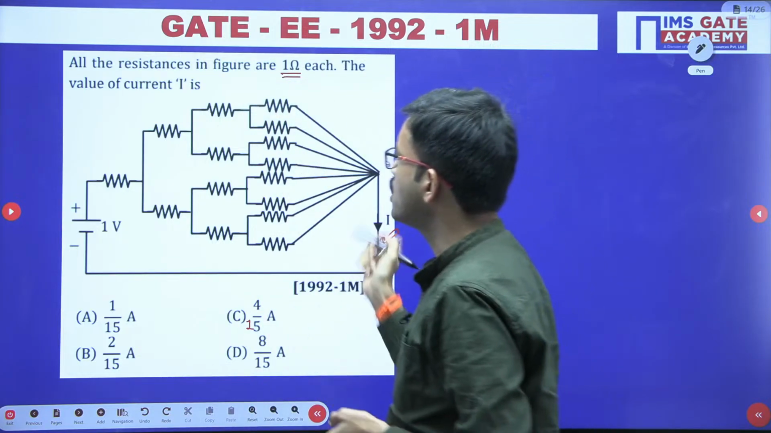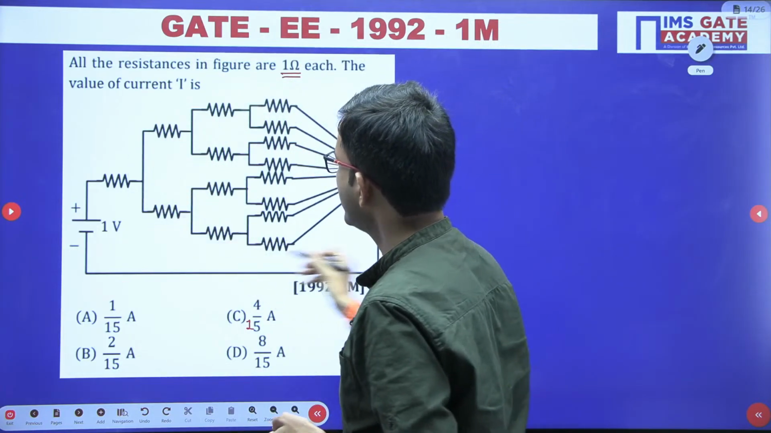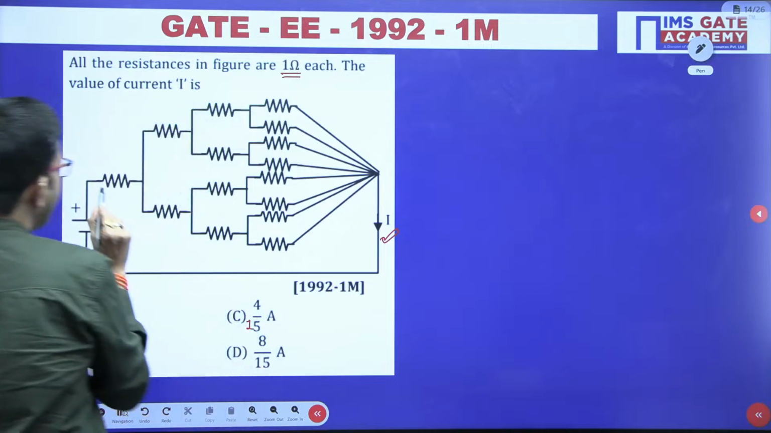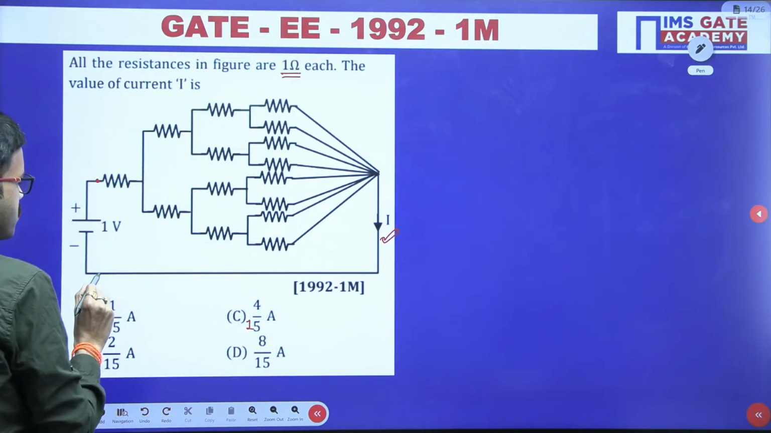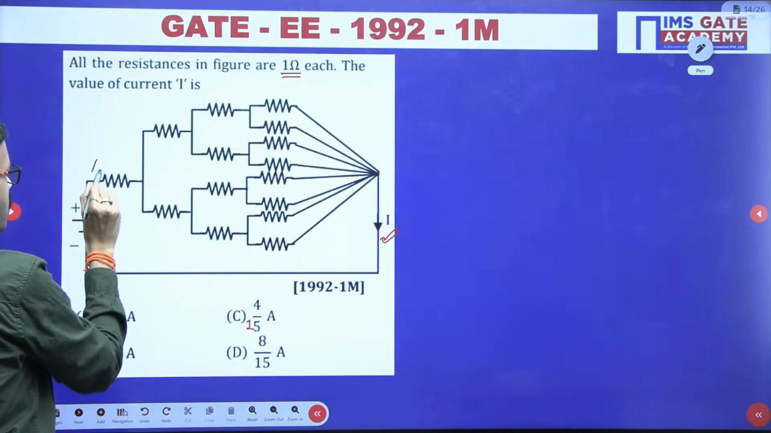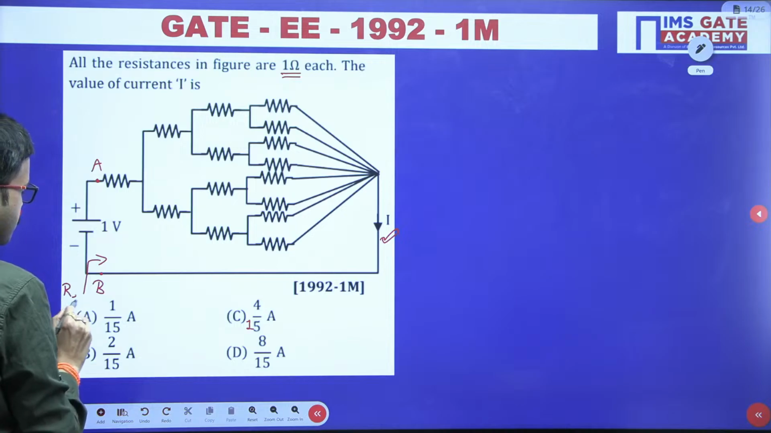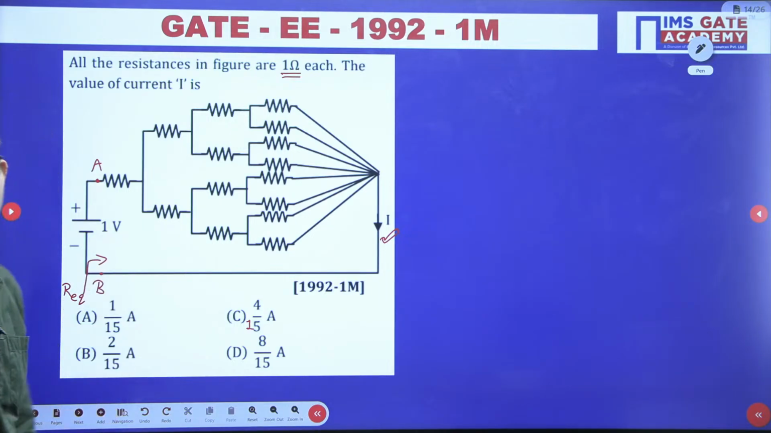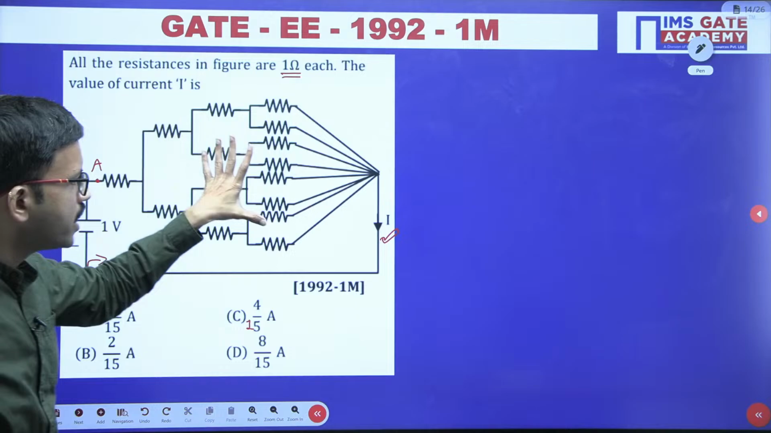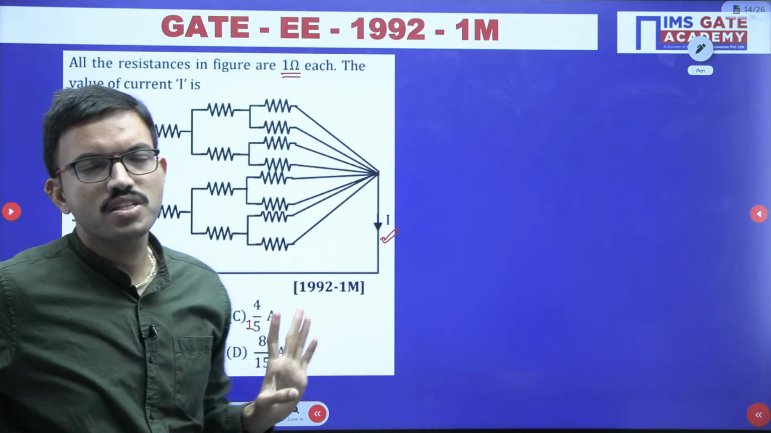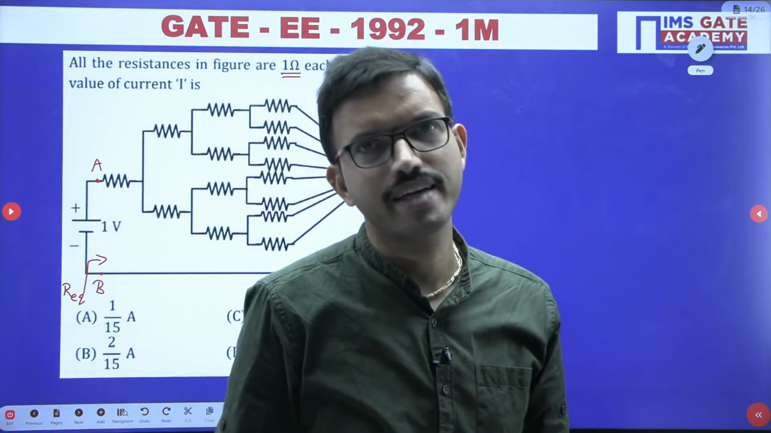First of all, all of you give a try. Try to get R equivalent between these 2 points. Say for example, I am labeling this point as A and this point as B. So all of you try to find R equivalent first. Once you are able to calculate R equivalent, after that you can use Ohm's law, and from there you can find the current.